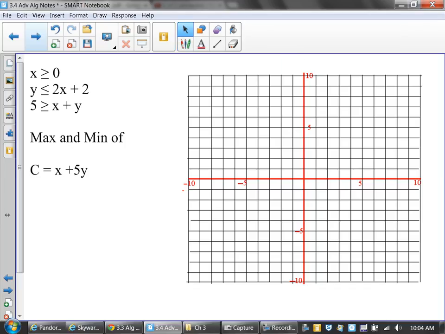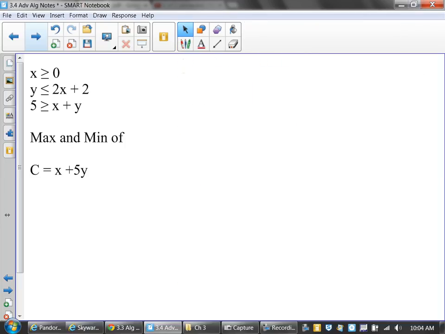Try this one. So once again, we want to find the maximum and the minimum of the objective function, which is x plus 5y, with the following 3 constraints. X is greater than or equal to 0, and then the two inequalities: y is less than or equal to 2x plus 2, and 5 is greater than or equal to x plus y.